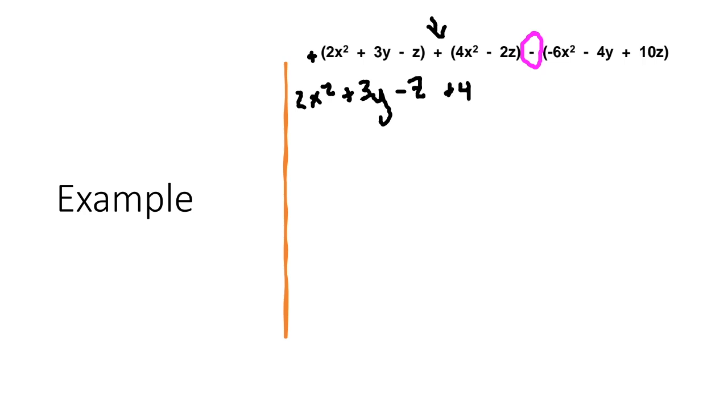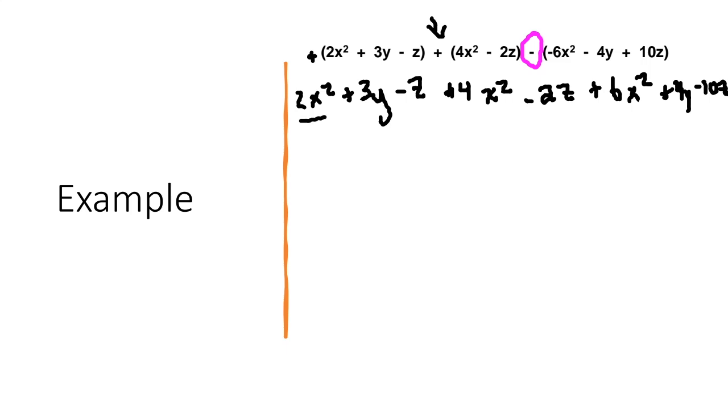Then we're going to drop that bracket. We get a plus 6x squared because it was a negative, plus 4y because it was a negative, and minus 10z. Sorry, I kind of ran out of room there. Hopefully you can see that. So plus 6x squared, plus 4y because it was a negative, and then take away 10z.